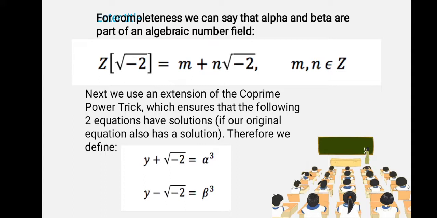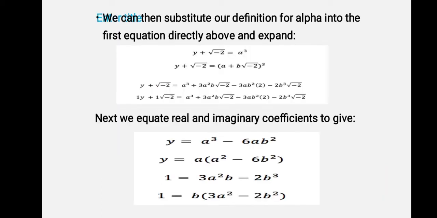Next, we use an extension of the prime power trick, which ensures that the following two equations have solutions if our original equation also has solutions. Therefore, we define y plus square root of negative 2 is equal to alpha cubed, and y minus square root of negative 2 is equal to beta cubed. We can then substitute our definition for alpha into the first equation directly above and expand. Next, we equate real and imaginary coefficients to give what the picture shows below.